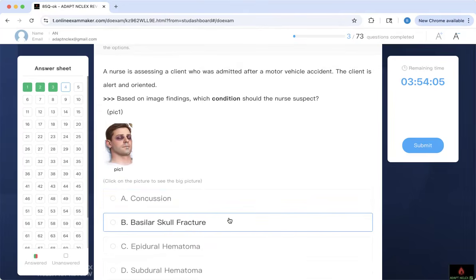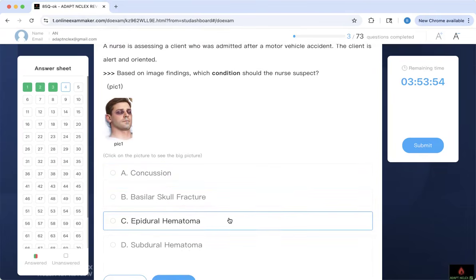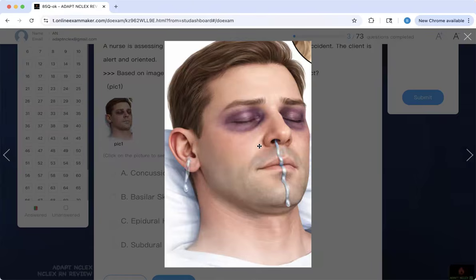What do you think? The nurse is assessing a client who was admitted after a motor vehicle collision. The client is alert and oriented. Based on the image finding, which condition should the nurse suspect? Concussion, basal skull fracture, epidural hematoma, subdural hematoma. I'll show you the image. This is the patient. What do you think is wrong with the patient, and what should you do?